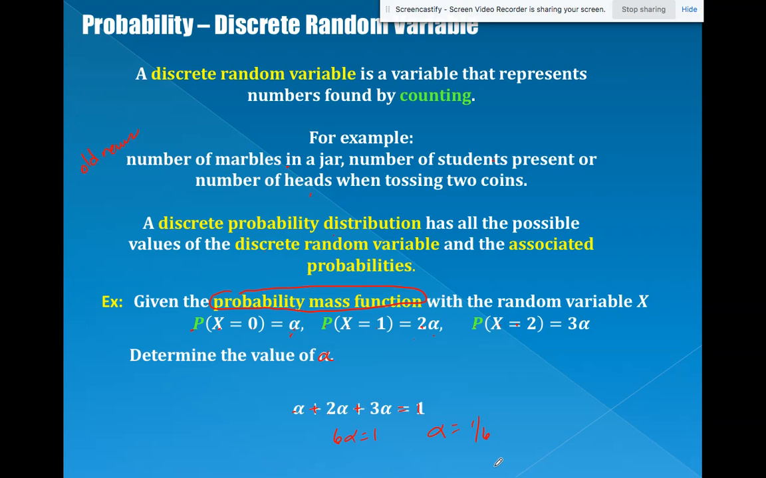Between 0 and 1. Is 1/6 plus 2/6 plus 3/6 equal to 1? Yes, it is. Very simple problem, but if you don't understand the language, you have no access to that problem.